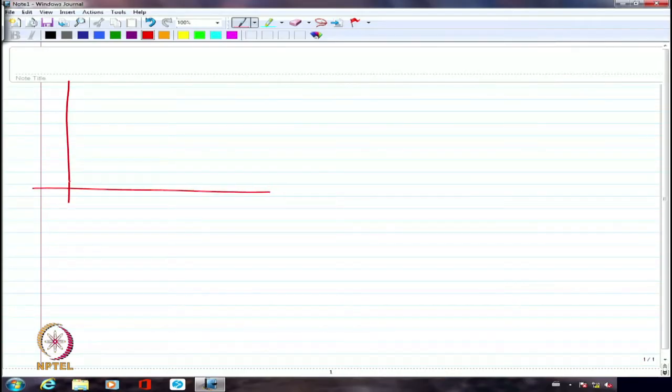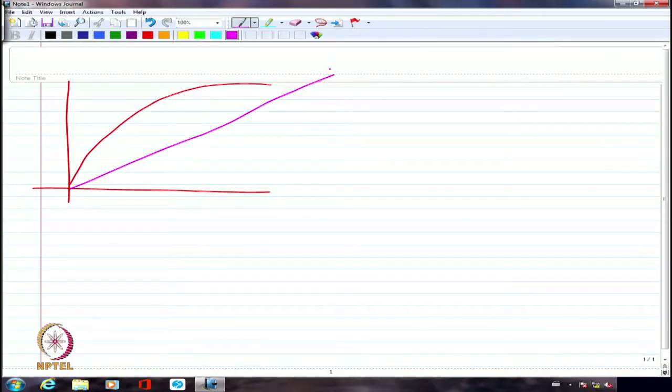If you may recall, we had drawn the magnetization characteristics somewhat like this, and we had also drawn the field characteristics somewhat like this. Wherever they intersect, we call this the operating point under normal condition. This is EG, and this is IF. This is what we had said.